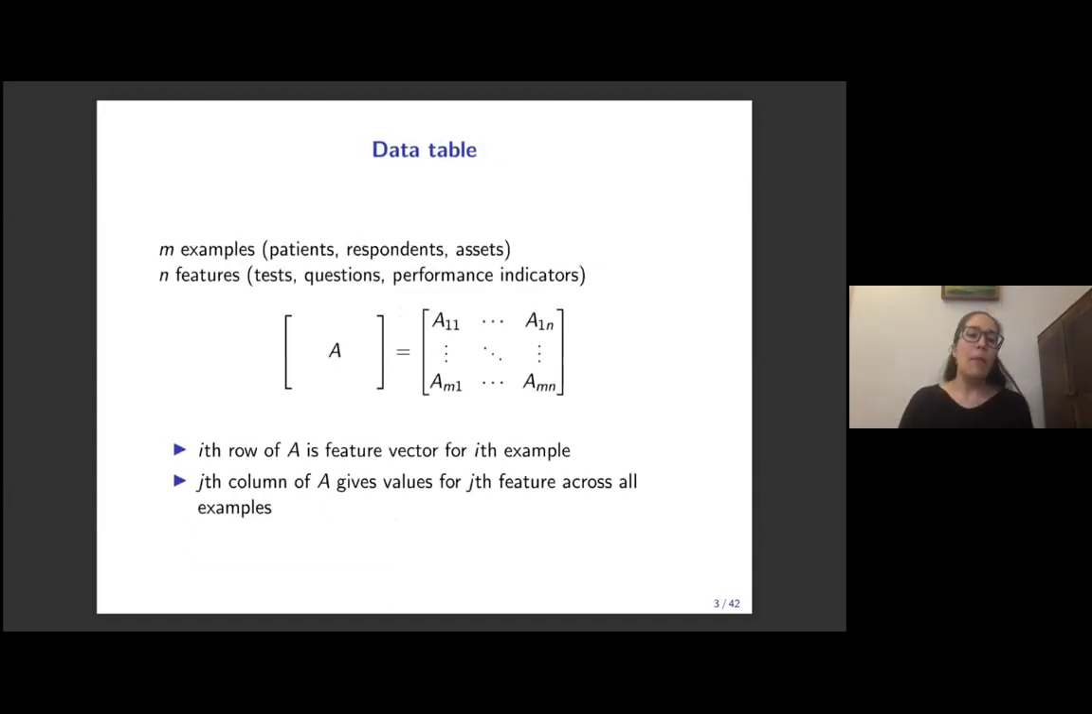Okay, so more generally, let's imagine we've got a data table. The data table consists of m examples. These are the rows in the table, who might be patients in a hospital, respondents on a survey, or even assets in a financial model. And we've got n features, things that we know about them, like their results for a certain series of tests, answers to questions, or performance indicators for financial variables. So the ith row of this matrix A is going to give the feature vector for the ith example, and the jth column will give the values of the jth feature across all of the examples.